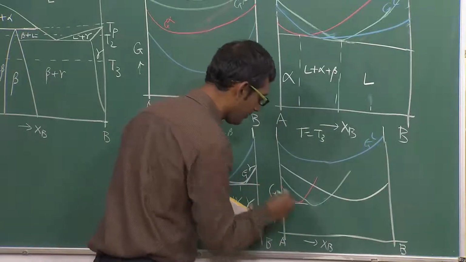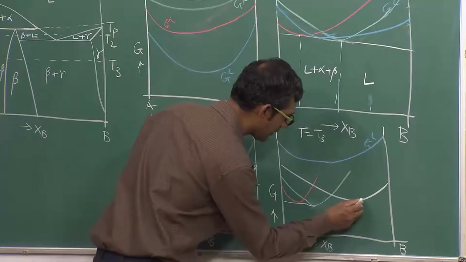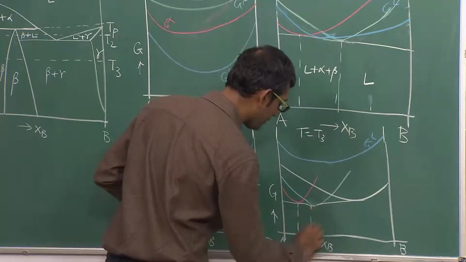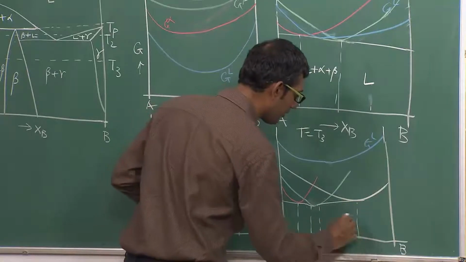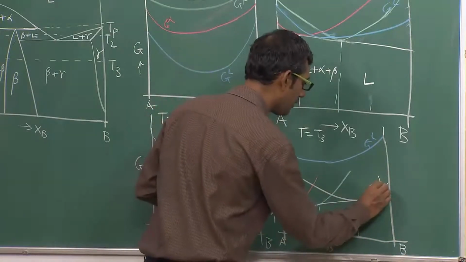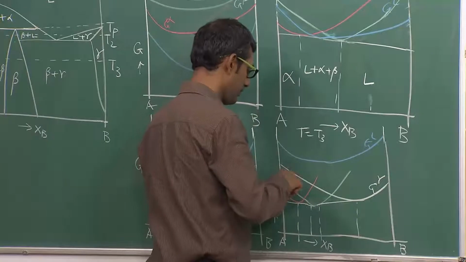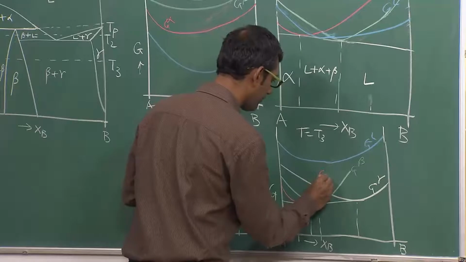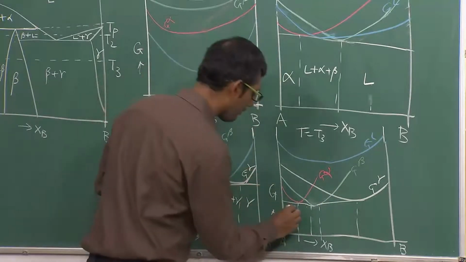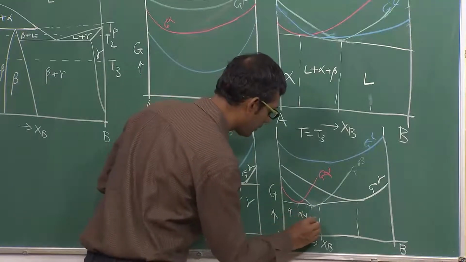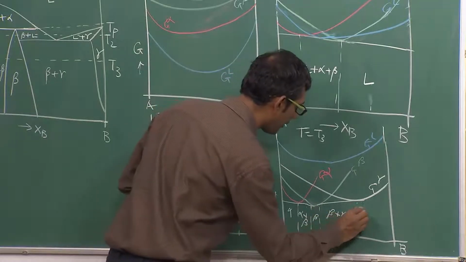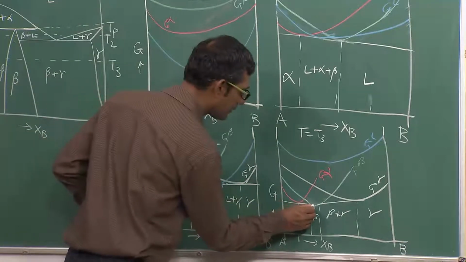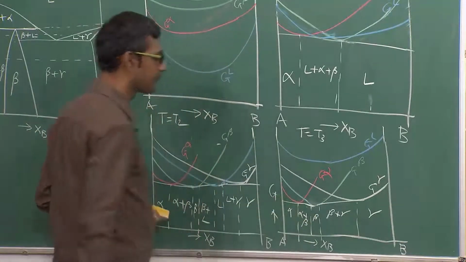Then only beta will have a, and then gamma, beta will have like this. So you have alpha plus beta, beta plus gamma. So this is G gamma, this is G beta, and this is G alpha. So what we have: alpha plus beta, beta plus gamma, and gamma. Correct. So there are two tangents. Tangent may not look nice here, but it's there.